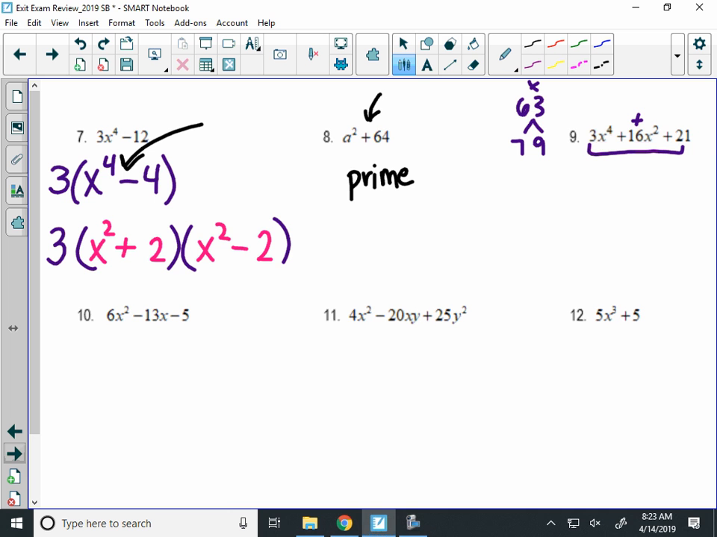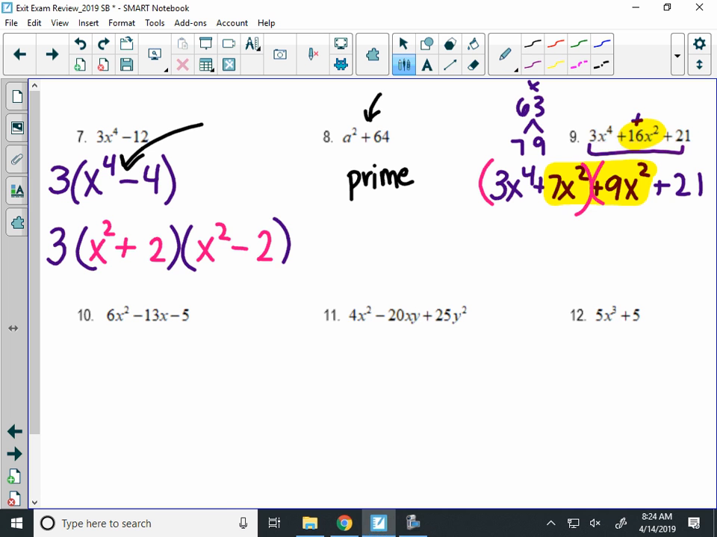All right, so I'm going to split the middle here. 3x to the 4th plus 7x squared. Now I have to use an x squared. I'll finish writing and then I'll explain it. I have to use an x squared here in the middle term because I'm splitting up 16x squared. 7x squared plus 9x squared is 16x squared. From there, I do grouping.